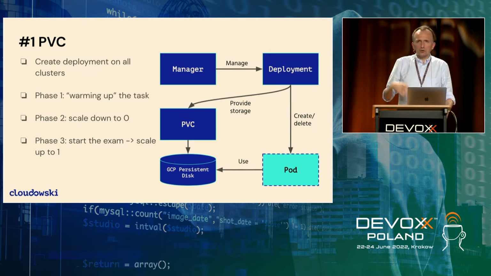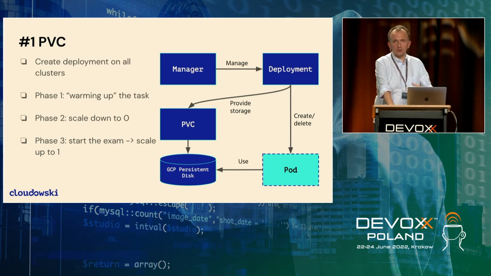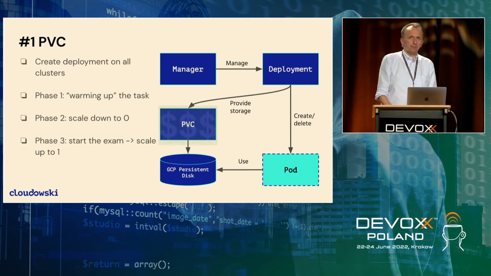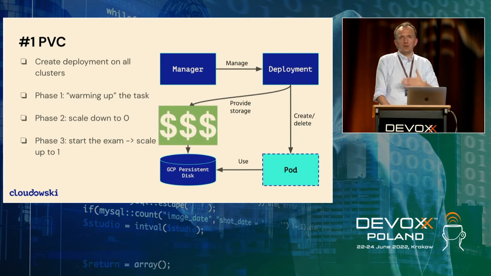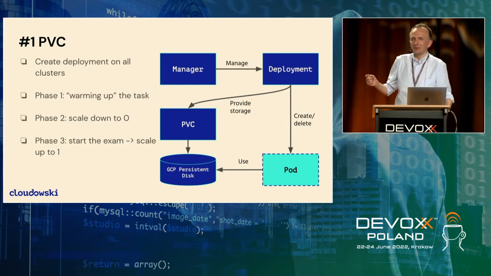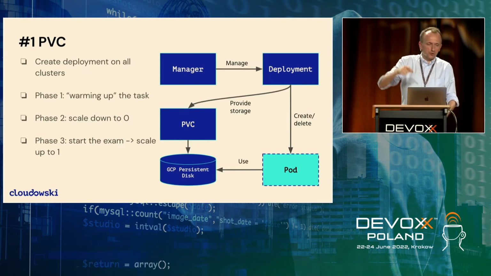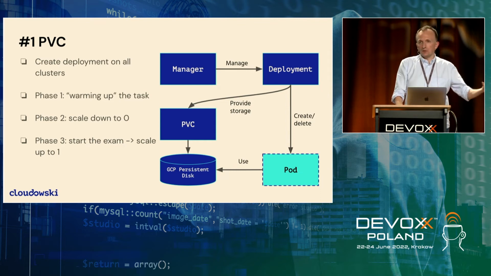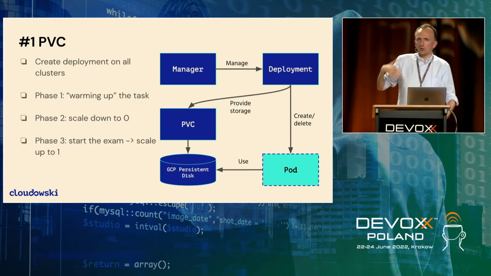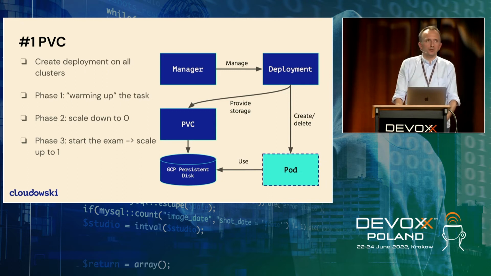During the warming up phase, the data is written into this persistent volume, and after it finishes, the pod gets destroyed because we scale the deployment down to 0, and then we wait for our candidate to join the exam. And during phase 3, we just launch our deployment once again. We actually scale it up to 1, and then our candidates can connect to their exam.